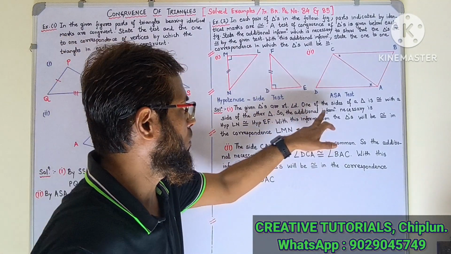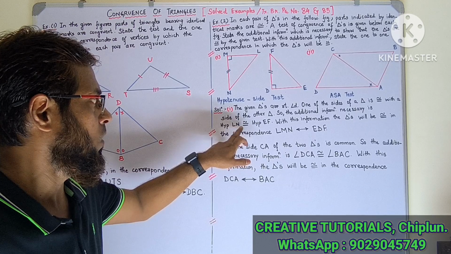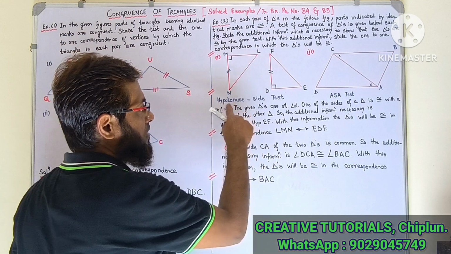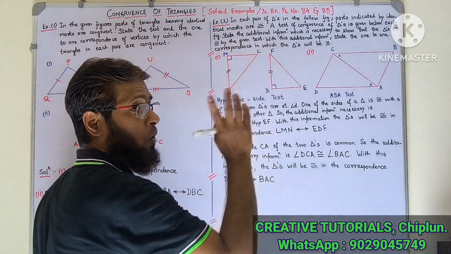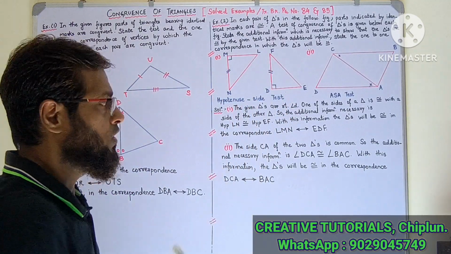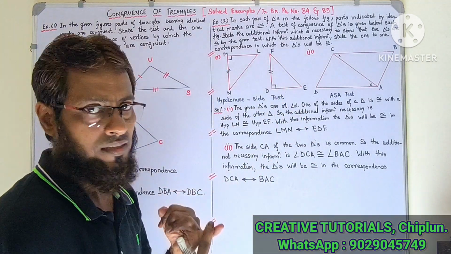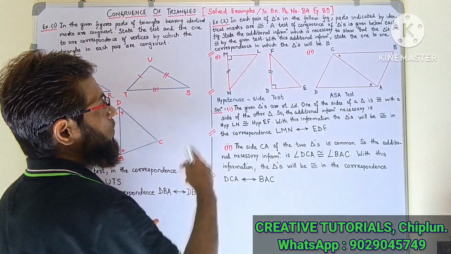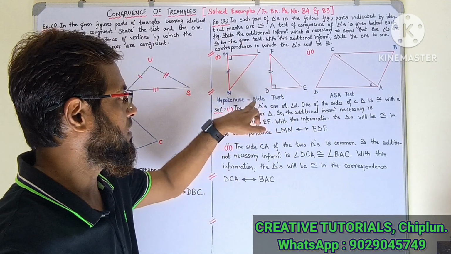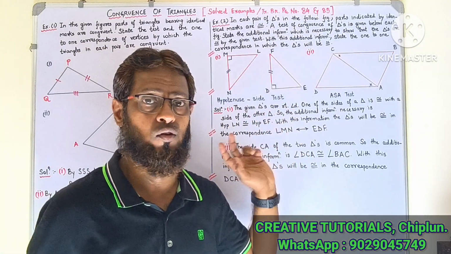So the additional information necessary is hypotenuse LN congruent to hypotenuse EF. But why? Because they are asking that these two triangles have to be congruent by using this test, the hypotenuse side test. In the hypotenuse side test, we had seen that these two are right angle triangles, so one condition is satisfied. The second one is one side is congruent. In the hypotenuse side test we have got the side congruent, but nowhere are they mentioning that the hypotenuses of these two triangles are congruent, right?